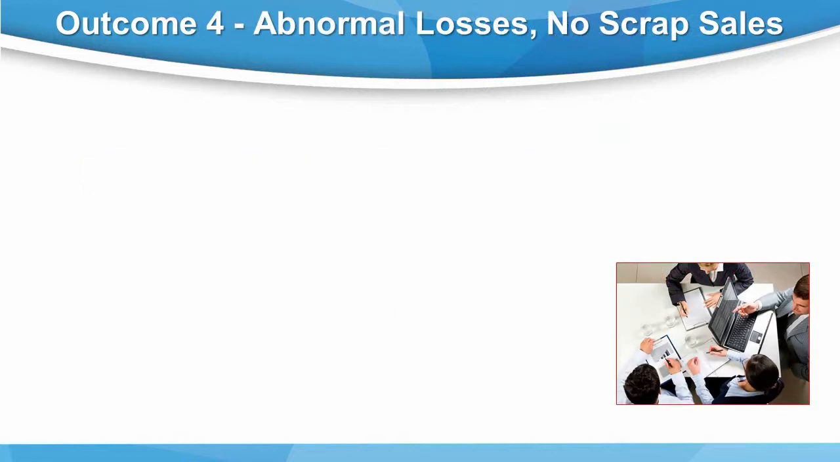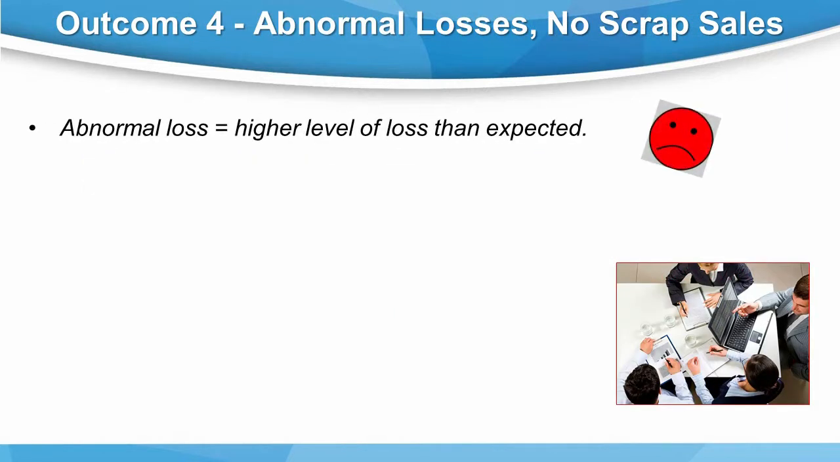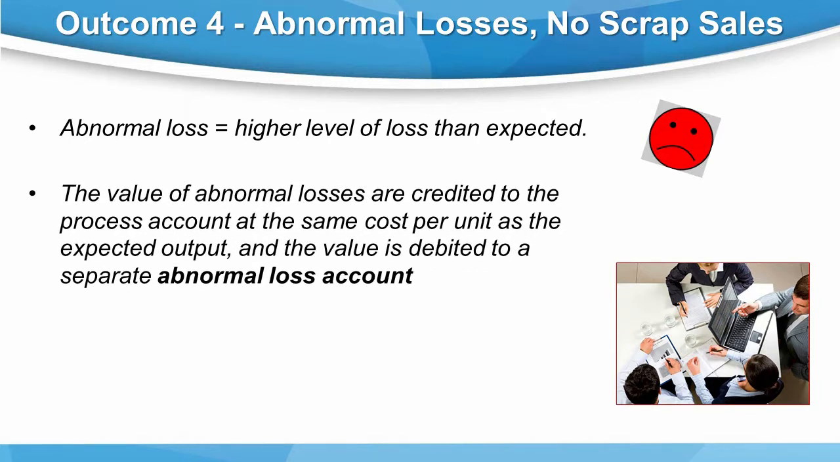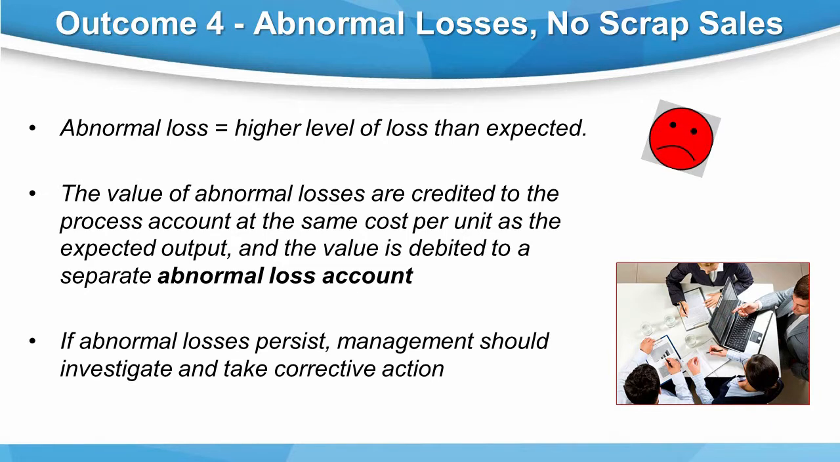An abnormal loss occurs when more is lost from the process than is expected under normal conditions. This could be due to human error or a machine breakdown. These abnormal losses are valued at the same unit cost as the good production. If the abnormal losses persist over a number of periods, management would need to investigate the reasons why and take any necessary corrective action.